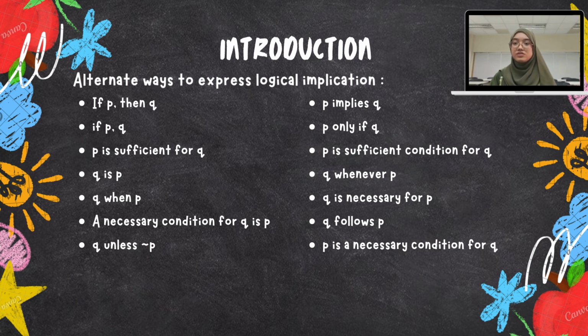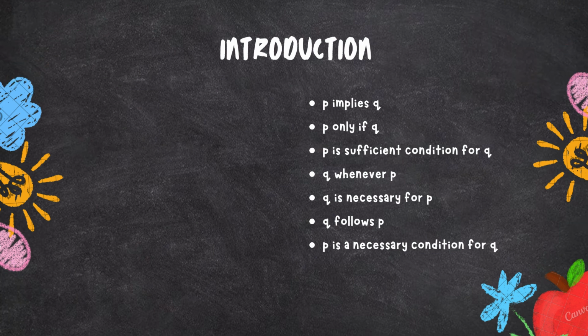is P, Q unless not P, P implies Q, P only if Q, P is a sufficient condition for Q, Q whenever P, Q is necessary for P, Q follows P, P is a necessary condition for Q. Although the sentences look different, they all represent the same logical implication, which is P implies Q.